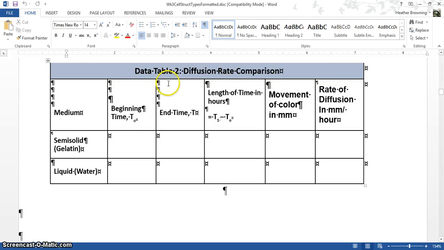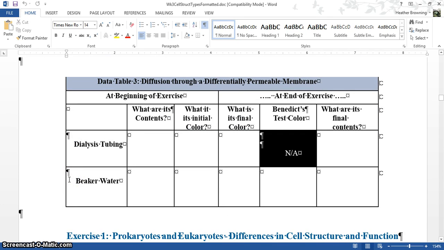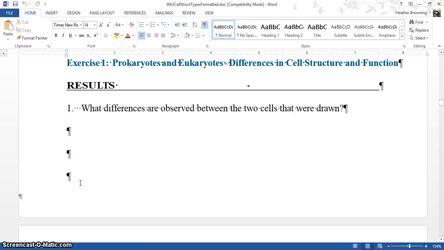Then we have our data table 2, which is diffusion rates, so you'll say your times. And then we have our table 3: what's in the dialysis tubing, what's its initial color, what's its final color, was it a positive or negative color. I would say the color and say that's positive, that's negative, and then what's going to end up in it at the end. Hopefully it should have 2 different things, right? At the end, we're probably going to have something that moved through one way or the other. I would guess both ways. So then we talk about results.